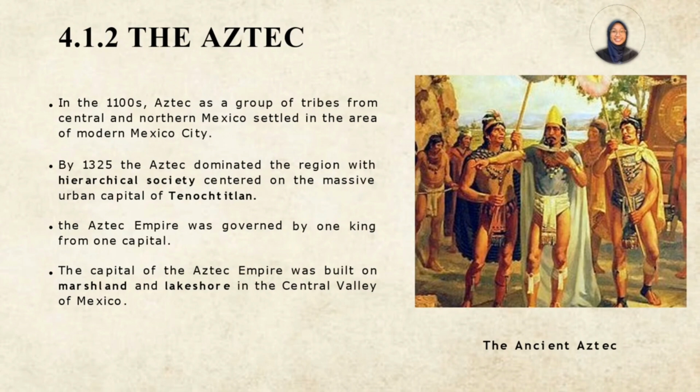In the 1100s, the Aztec, a group of tribes from central and northern Mexico, settled in the area of modern Mexico City. By 1325, the Aztec dominated the region with a hierarchical society centered on the massive urban capital of Tenochtitlan. The Aztec Empire was governed by one king from one capital. The capital was built on marshland and lakeshore in the central valley of Mexico.